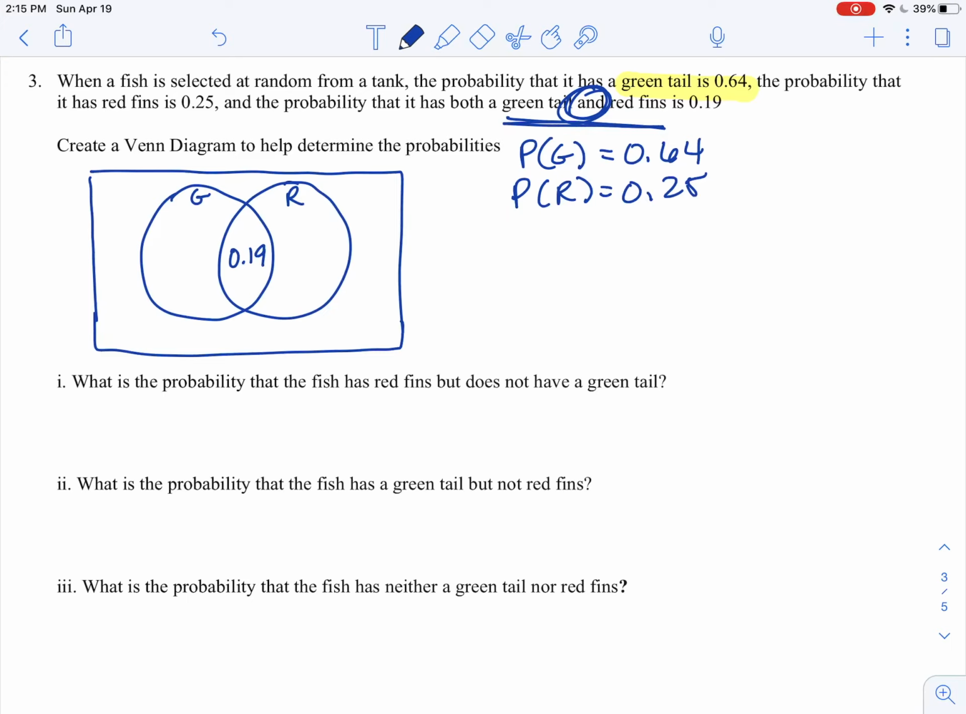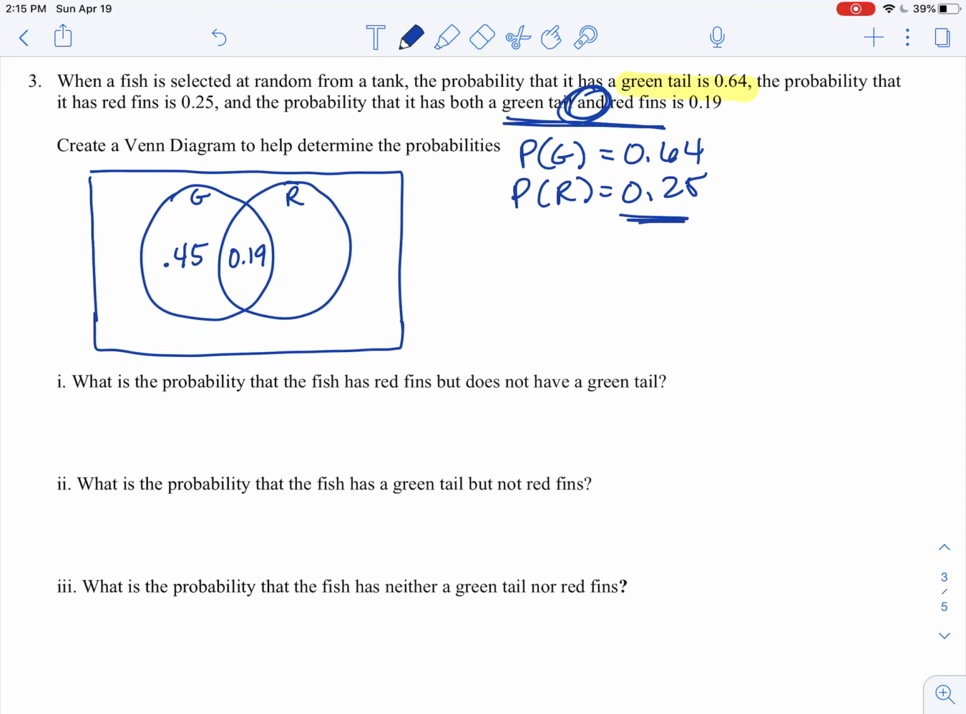So 0.19 is the part where it has green tails and red fins at the same time, and once I know that value, now I can start just subtracting from the given values. Like I knew this whole circle had to add up to 0.64, so if I do 0.64 minus 0.19, I can figure out that everything that should be green but not having red fins would be 45%, or 0.45.